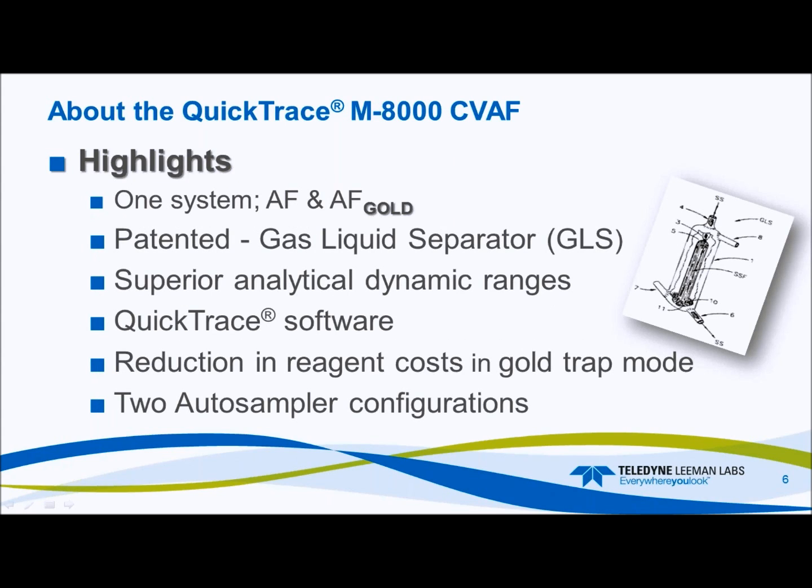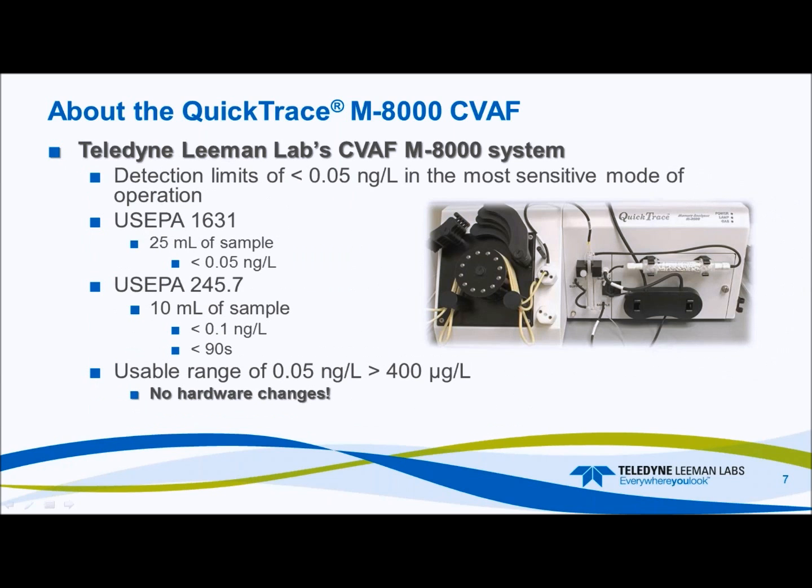So here we are. We have the M8000 cold vapor atomic fluorescence system. Some of the highlights of this system are AF and AF gold, all in the same system. We have a patented gas liquid separator, superior dynamic ranges, as you will see as we go through this webinar today, QuickTrace software, a reduction in reagent and gold trap costs, as I'll explain later, and we have a choice of two configurations for automation products with the M8000.